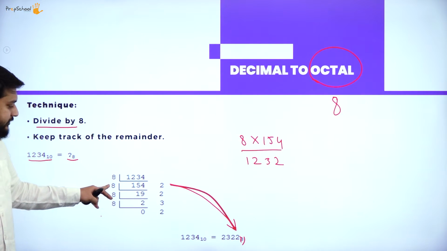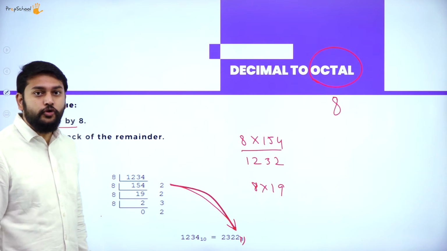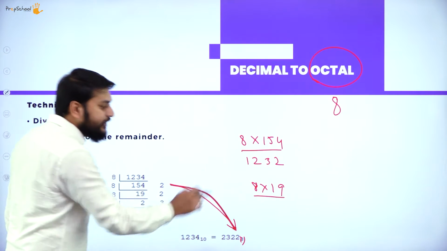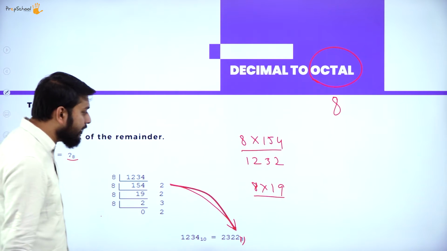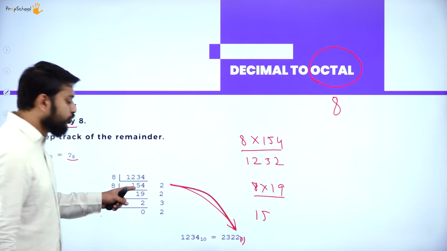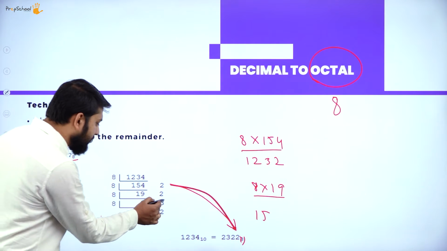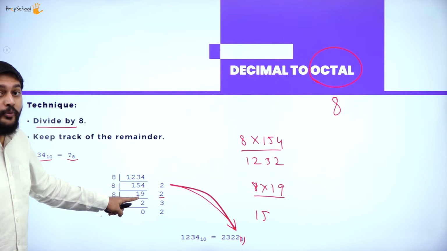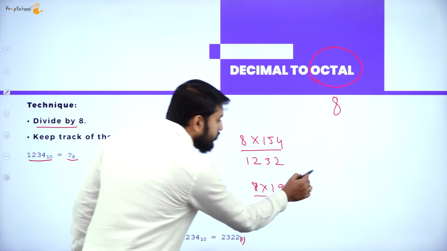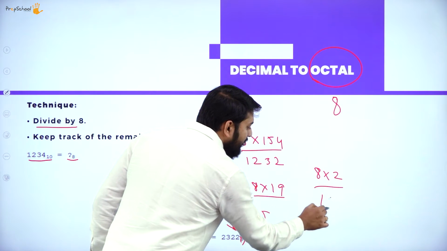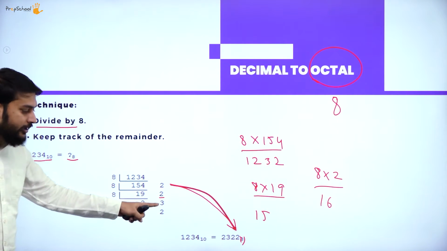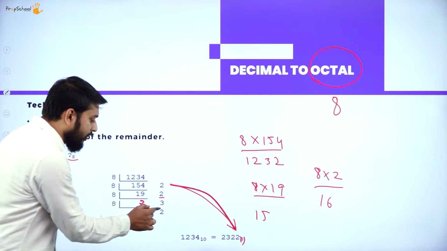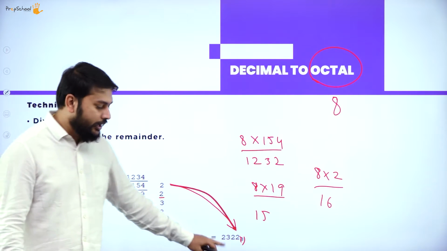In the same way, how did I get this 154? You understood. Now let's divide that again. So 8 into 19, how much will I get? I will get 152, with 2 as the remainder here. In the same way, for 19, 8 twos are 16, so the remainder is 3. This 2 I'll bring down. So this is how I got this number.